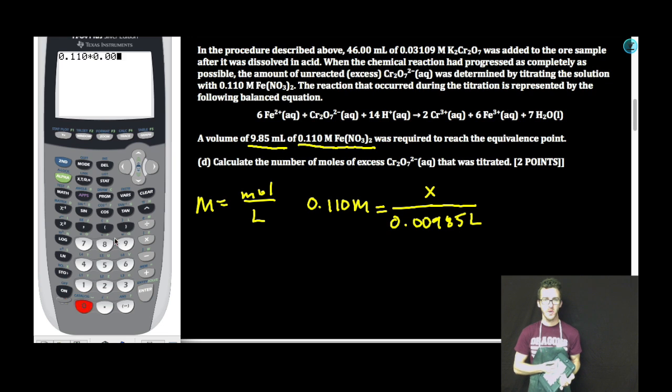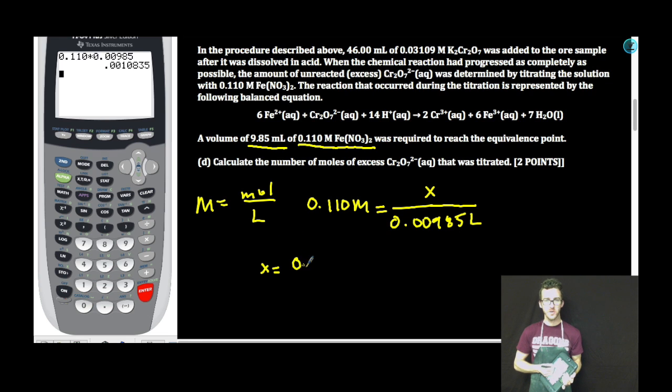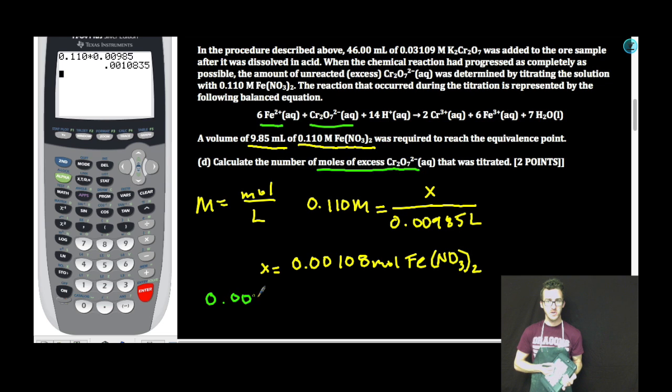A quick jump to my calculator and I'll solve for number of moles. 0.110 times 0.00985. I end up with 0.00108 moles iron(II) nitrate. Now we're trying to get moles of excess dichromate ion. The relationship between iron(II) and dichromate is 6 to 1. So as I set this up, it's going to be 0.00108 moles iron(II).